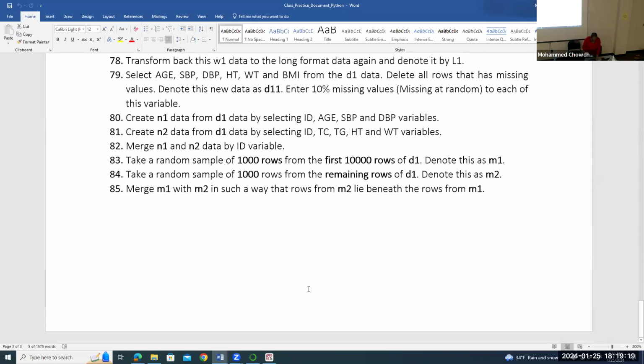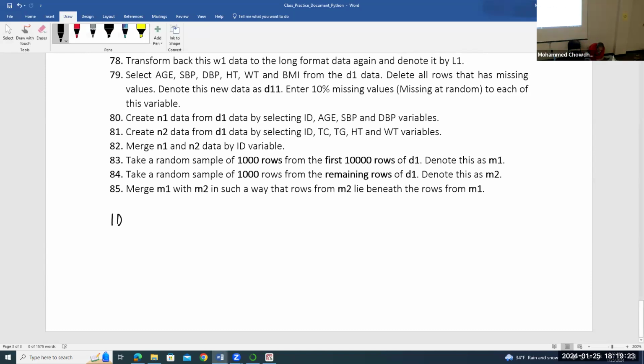So let me write something in there. Suppose, what is longitudinal data? ID, age, weight, and height. For example, ID equal to 1, and he is appearing at age 9. His height is 5.1, and his weight is, suppose, 210 pounds.